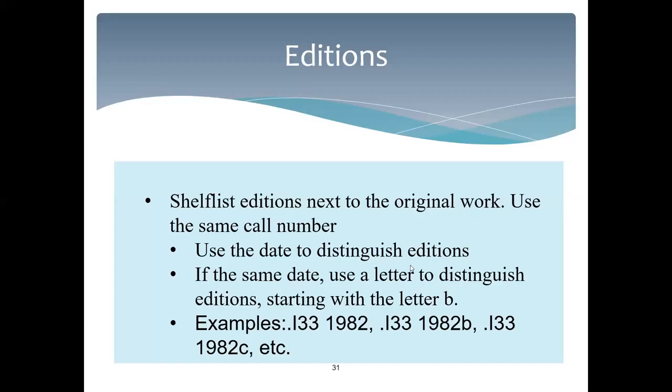They may be printed in the same year, and if they are, then you'll use a B, C, D, as many letters down as you need to go. But you're going to start with B. So if you're copy cataloging and you see a record that has a B in the call number, that means that whoever created that call number saw that there was a different edition of that same work in the same year, and so they've added a B to distinguish the two of them. Or it could be a C, a D, an E, it can go on and on and on.